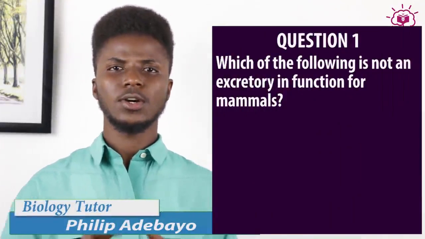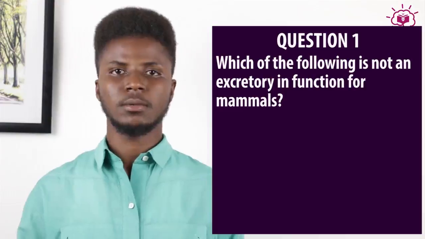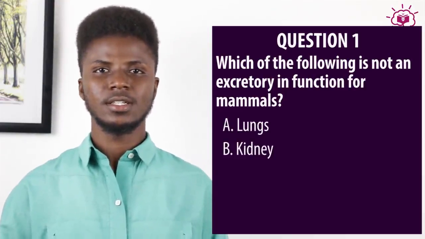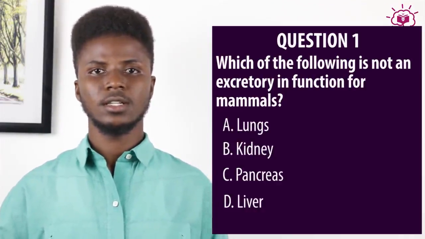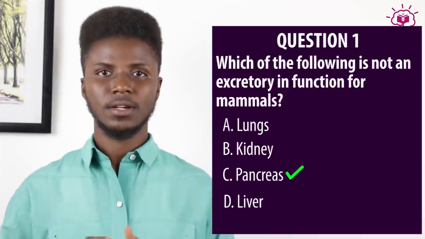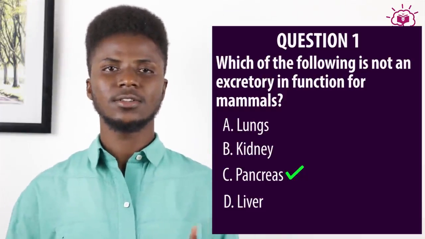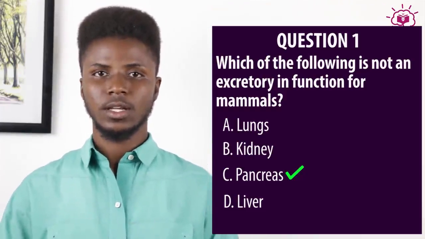And let's move to the question and answer session. This question states, which of the following is not excretory in function in mammals? A. Lungs, B. Kidney, C. Pancreas, D. Liver. The answer is C. Pancreas. And the reason is that the pancreas is an endocrine gland and not an excretory gland.